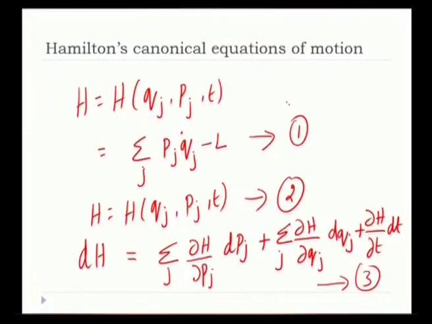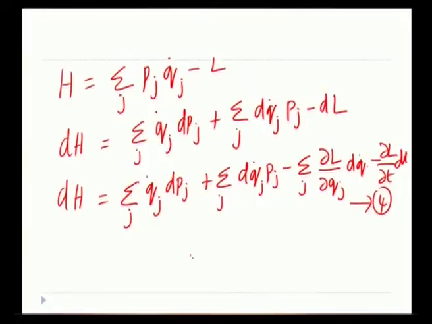So the Hamilton function is assumed as H is equal to H of Qj, Pj and t. Then that is equal to the actual definition of Hamilton's function, summation over j Pj Qj dot minus L. Then we went to the variation of this Hamiltonian. Variation of the Hamiltonian is obtained by summing the partial variation of Hamiltonian with respect to each parameter involved in the Hamiltonian. This is the equation we obtained.